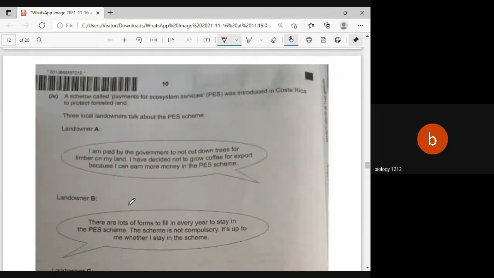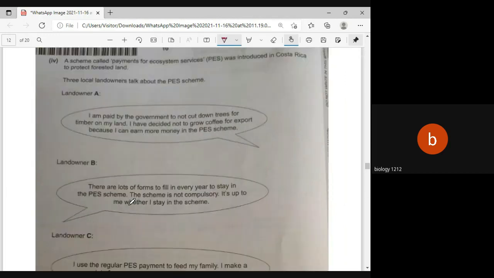Moving to the 10th page here: a scheme called Payment for Ecosystem Services (PES) was introduced in Costa Rica to protect forest land. Read the question properly. If you don't understand, read it again, because the paper is for 1 hour 45 minutes, and I think they will give you the paper about 15 minutes before. Read the question properly. If you're not able to understand, leave that. Go for the next question, but don't stick with the same question for a long time.